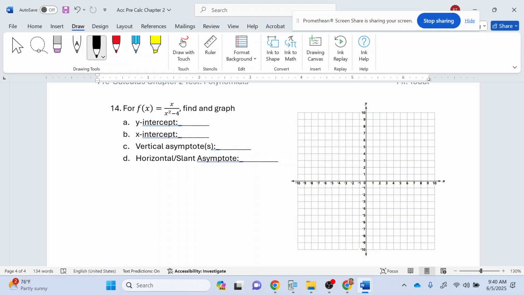Now, you could use the calculator again to check your stuff. Y intercept. That's when you make the top. If I was going to call this P of X over Q of X.